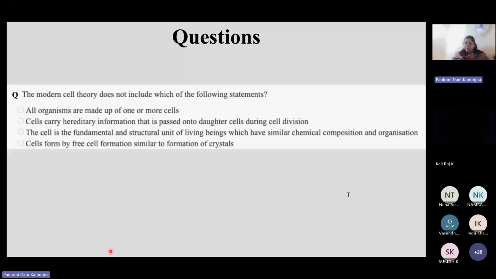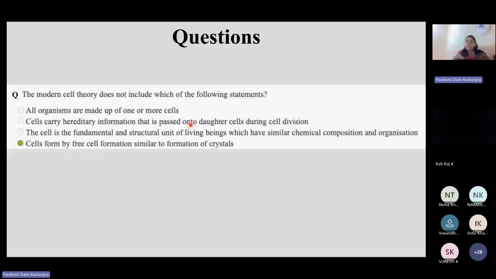I see a general consensus on 4, which is correct. So modern cell theory tells that cells arise from previous cells or one or more cells. They carry hereditary information that is passed on to the next generation, and they are the fundamental and structural unit of living beings. What it does not tell is that they form by free cell formation, which is not right. Okay, next one.